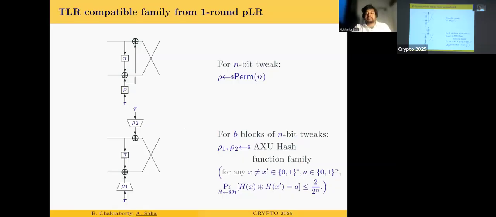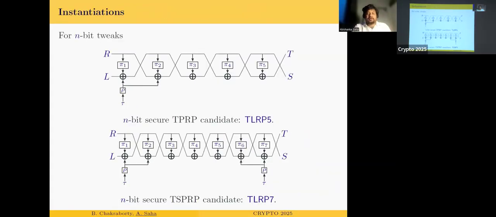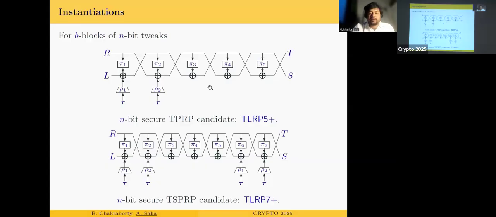And then just substituting this in the modular constructions we have shown before, we get the following candidates. This is the single block tweak candidates. This TLR P5 achieves optimal CPA security as we have shown, and this TLR P7 achieves optimal CCA security. Similarly, for general block tweaks, we have this TLR P5 plus construction, where these are AXU hash functions. Similarly, TLR P7 plus achieves optimal CCA security. So these are the four of our candidates.